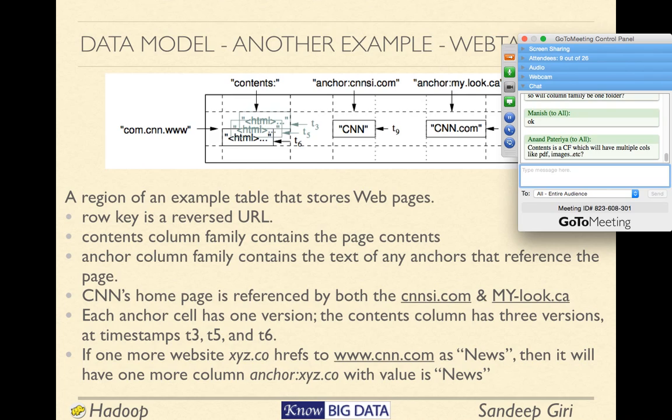Correct, correct. Contents is a column family which will have multiple columns like PDF, images, etc. That's correct. And the default one, the column name which is empty, is for HTML. It's also our own choice. We could keep its name as HTML, but we just kept it blank to mark that this is the default format, or just to give you an example that we can have an empty column qualifier.